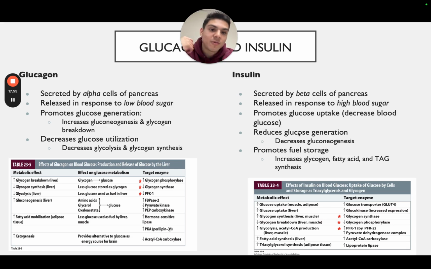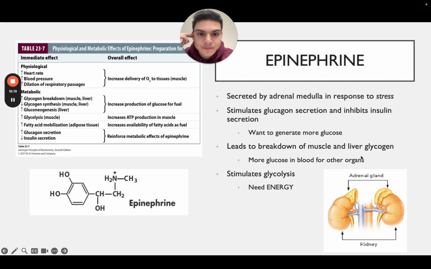Insulin does the opposite, where it says we have to promote glucose uptake, we have to decrease blood glucose levels, and we do so by decreasing gluconeogenesis, increasing glycolysis, increasing glycogen, fatty acid, and TAG synthesis as well, because fatty acid and TAG synthesis are all derived from acetyl-CoA, and that means that in order to generate acetyl-CoA, we have to break down glucose. So glycolysis is also activated in this instance.